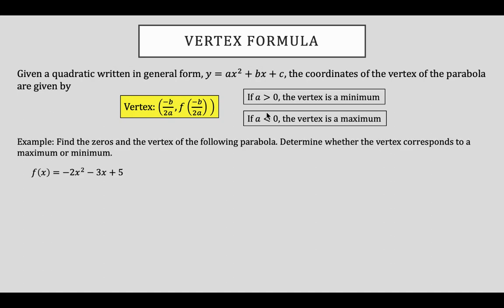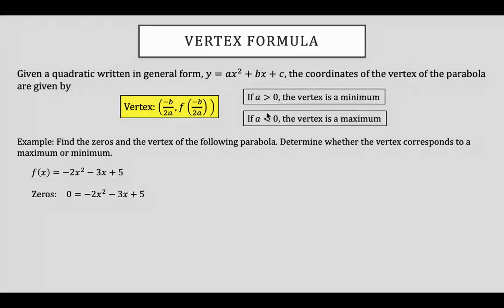So let's do a quick example here. Find the zeros and the vertex of the following parabola. Determine whether the vertex corresponds to a maximum or a minimum. Let's start off with the zeros. Well, how do we find zeros of a quadratic or any function? We set that function equal to 0. Zeros are the same thing as our x-intercepts.